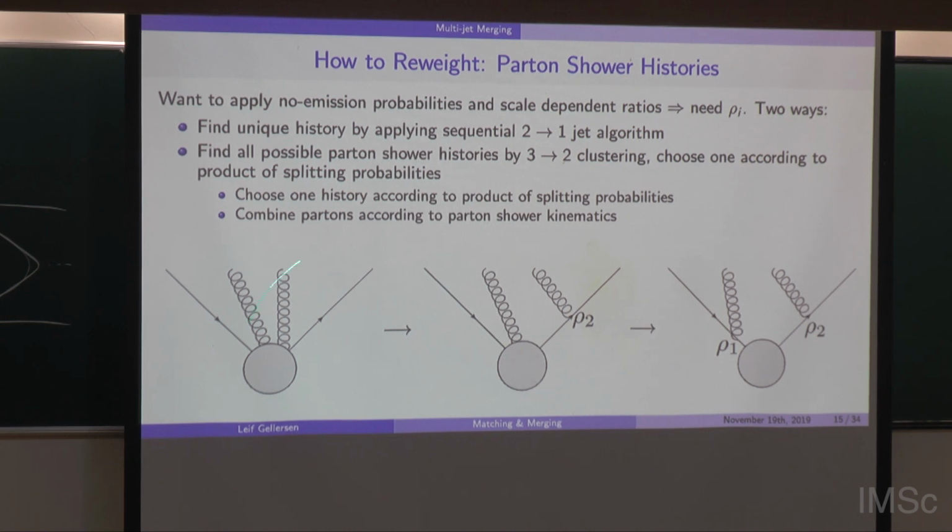So just an illustration: if you have a matrix element with a quark, anti-quark, and two gluons in the final state, this clustering would then give you a history telling you where these came from and at which scales they were emitted.